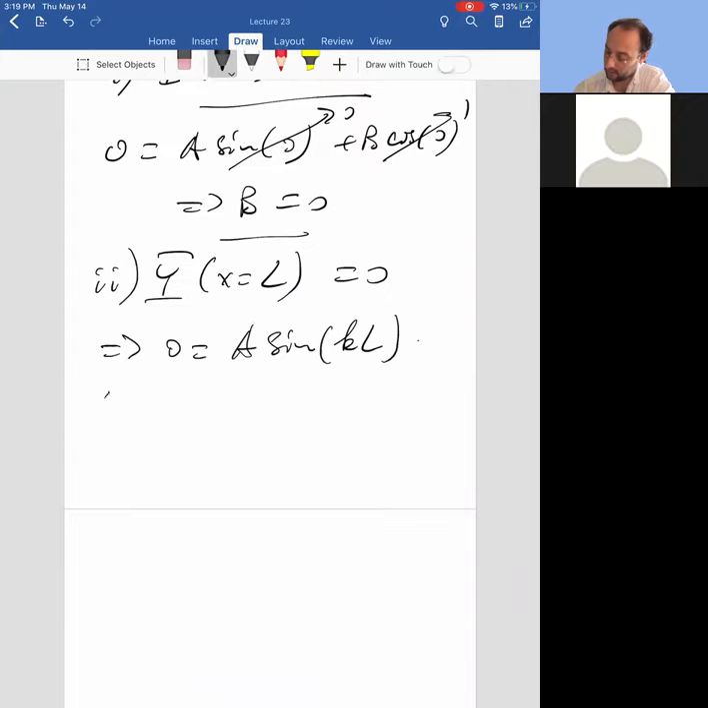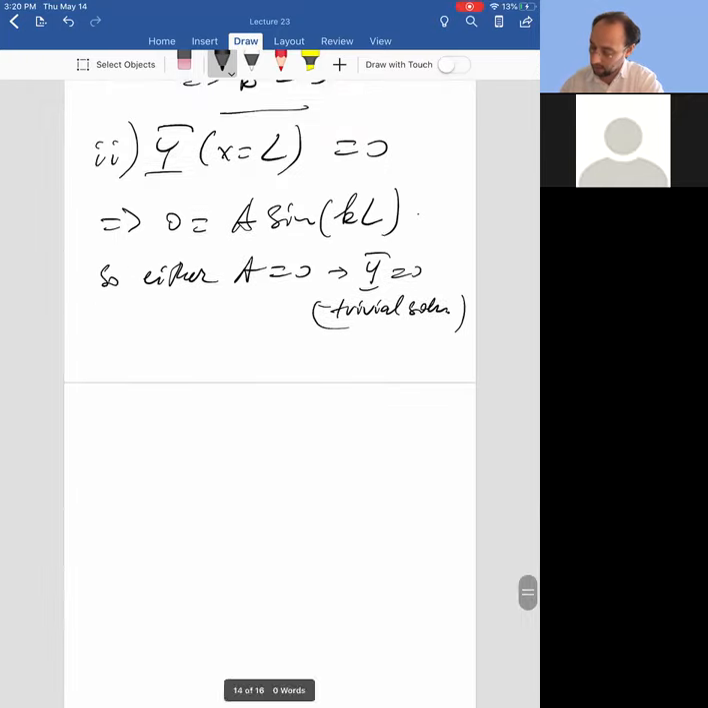Either a equals 0, then that means that y equals 0. It's true, but it's not an interesting solution. Y equals 0 is always a solution to the wave equation. We're not interested in that, okay? So this is called a trivial solution.